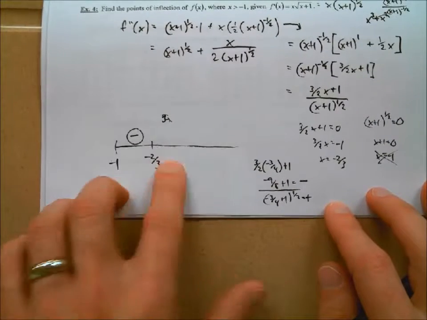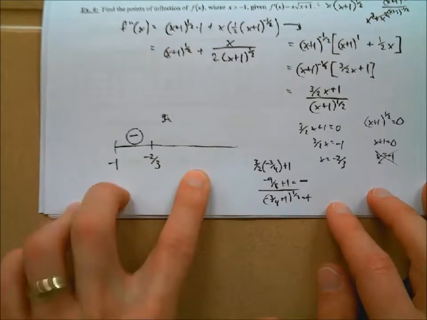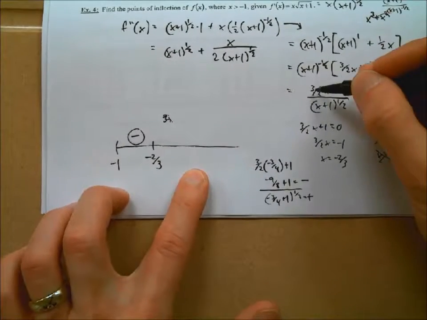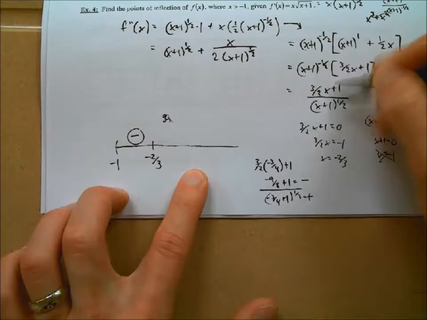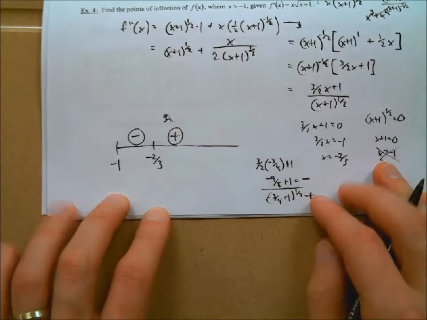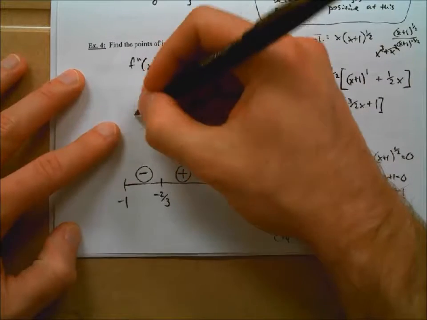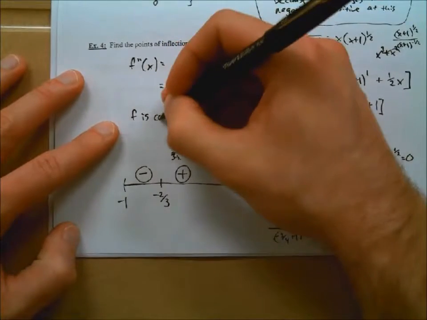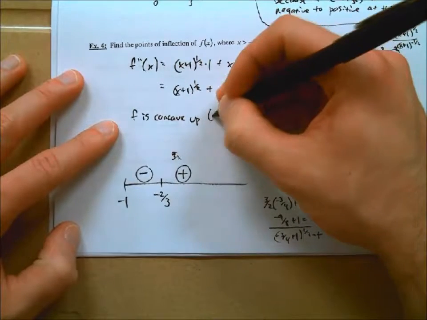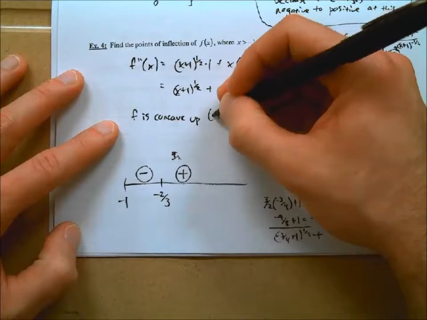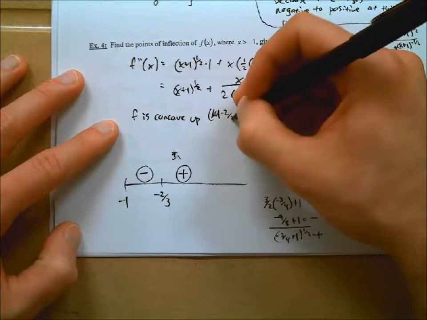Let's pick 0 in this other interval, though. Much easier, right? 0 times 3 halves is 0, plus 1 is 1. Square root of that is still 1. So we get a positive for that interval. So f is concave up from negative 2/3 to infinity.